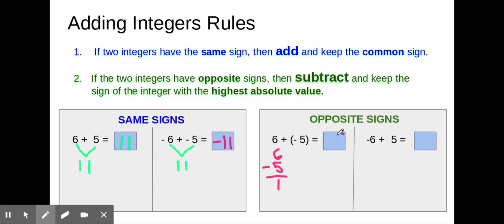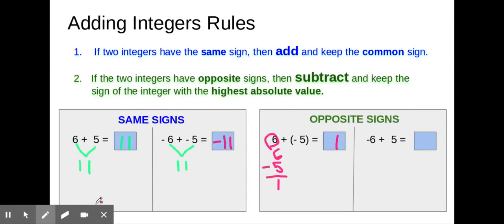But then how do I know what sign it's going to be? Well, it tells me. You're going to keep the sign of the integer with the highest absolute value. So I have to figure out what the absolute value is for each of those integers. So I know the absolute value of 6 is 6. And the absolute value of negative 5 is 5. So which is larger? Well, 6. And then I look at it and I say, okay, 6 has the highest absolute value and its sign is positive. Therefore, my answer is positive.